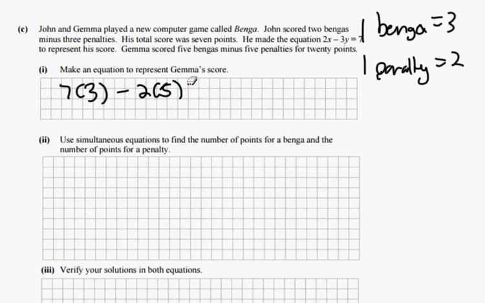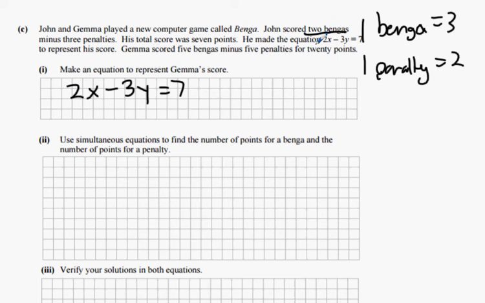Look at it. How many bengas did he score in the first part? 2 bengas, right? 2 multiplied by x. x is the points per benga. How many penalties did we give away? 3. That makes your score smaller. That's why we're taking away our points for our 3 penalties. The answer is 7.